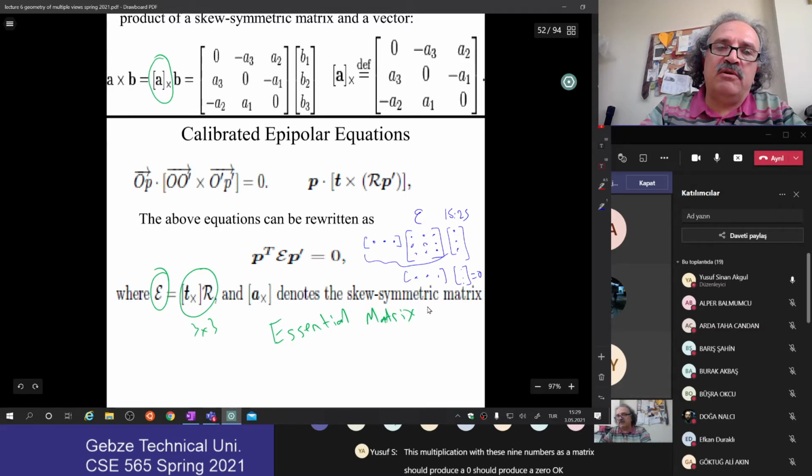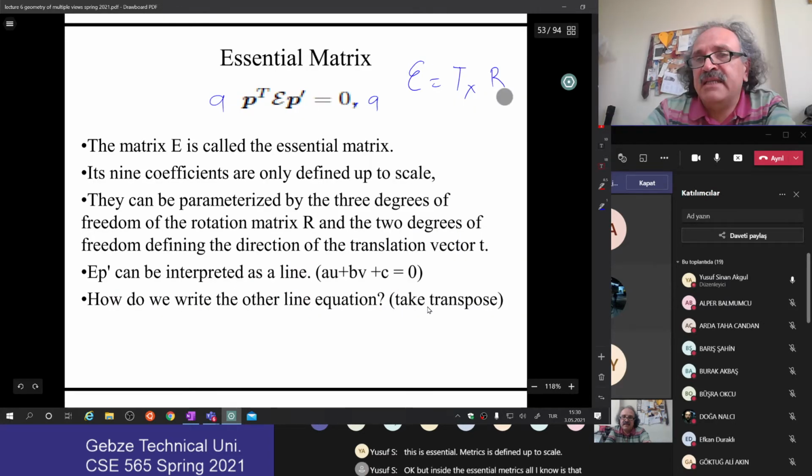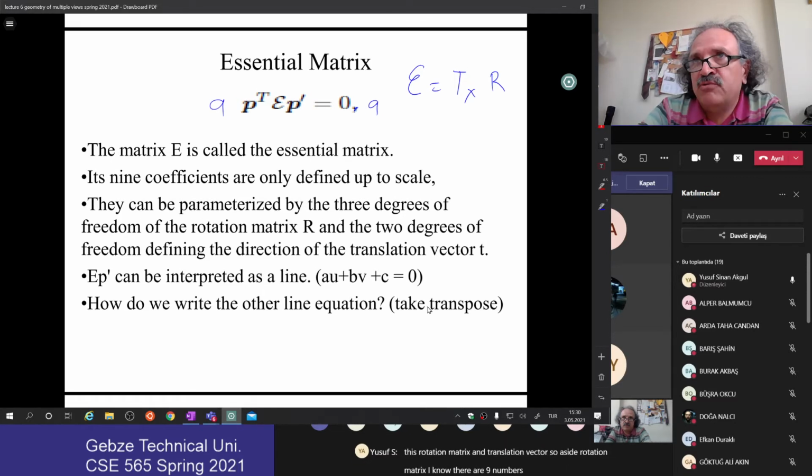Inside the essential matrix, all I know is that there is this rotation matrix and the translation vector. Inside the rotation matrix, I know there are 9 numbers, but I know that rotation around the x-axis, y-axis, and z-axis are the real numbers. So the degree of freedom of R is 3. 3 numbers come from there. And I have 2 degrees of freedom defining the direction of the translation vector. 2 numbers come from there. So a total of 5 parameters defines this essential matrix.